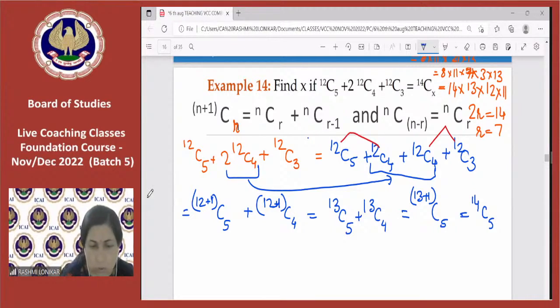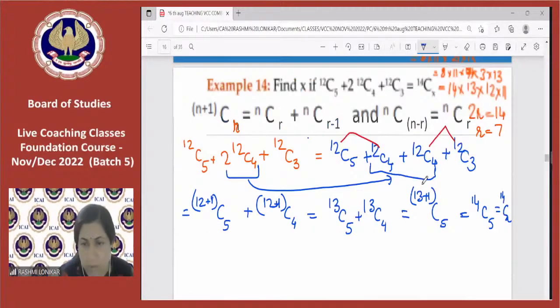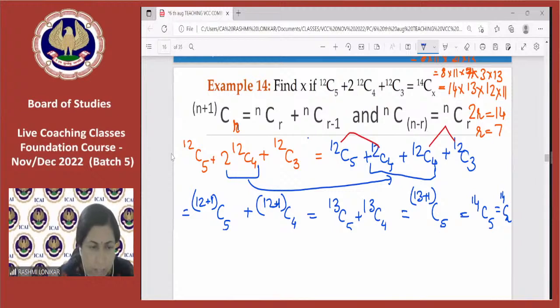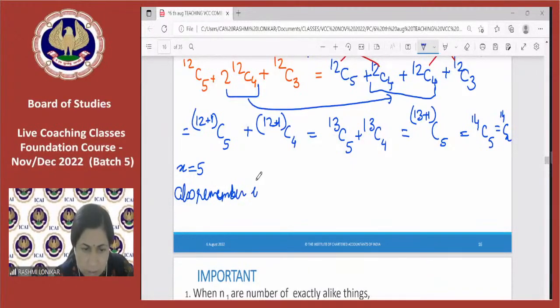Now, if I stop over here, what they're asking me to find out is that this is equal to 14CX, which is given in the sum. So here it looks like X is equal to 5. But also remember the important property.